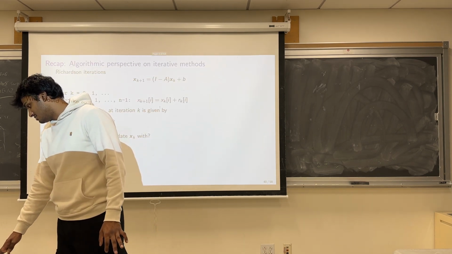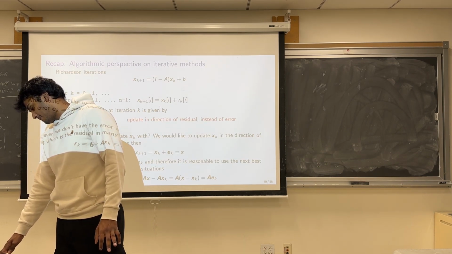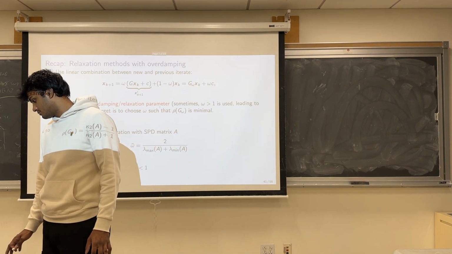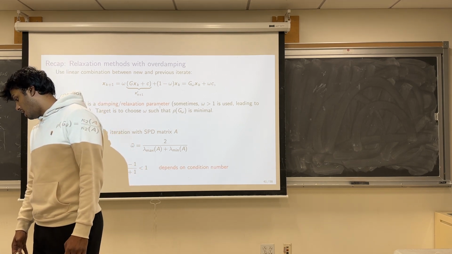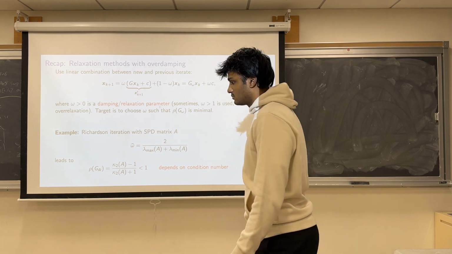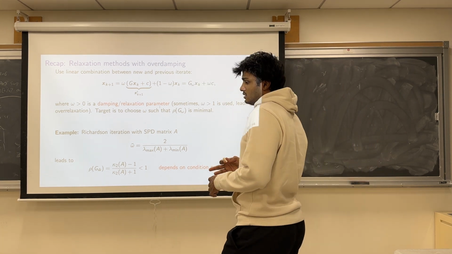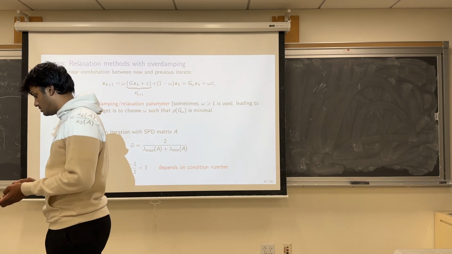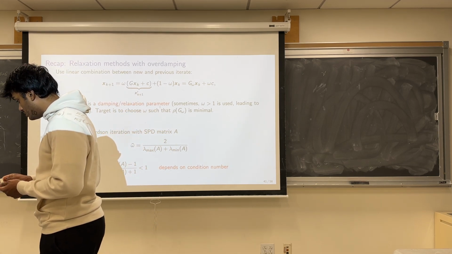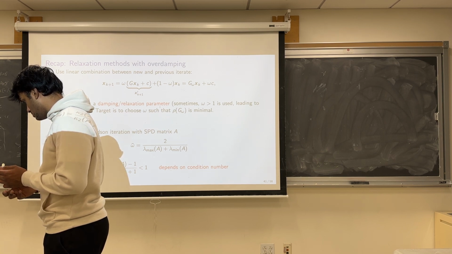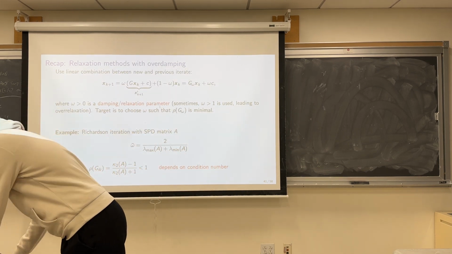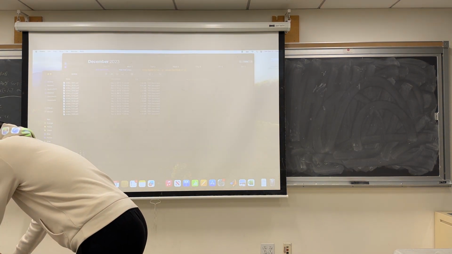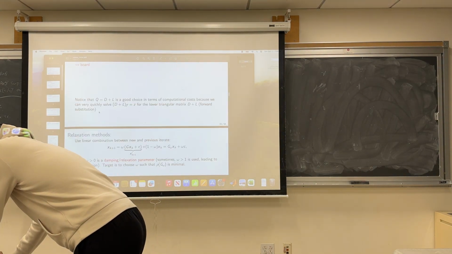Jacobi, Gauss-Seidel. Jacobi. Jacobi. Jacobi. Richardson iteration with SPD matrix A. Yeah. How did this happen though? Rho or G? How did this happen? Let's go back to those slides.